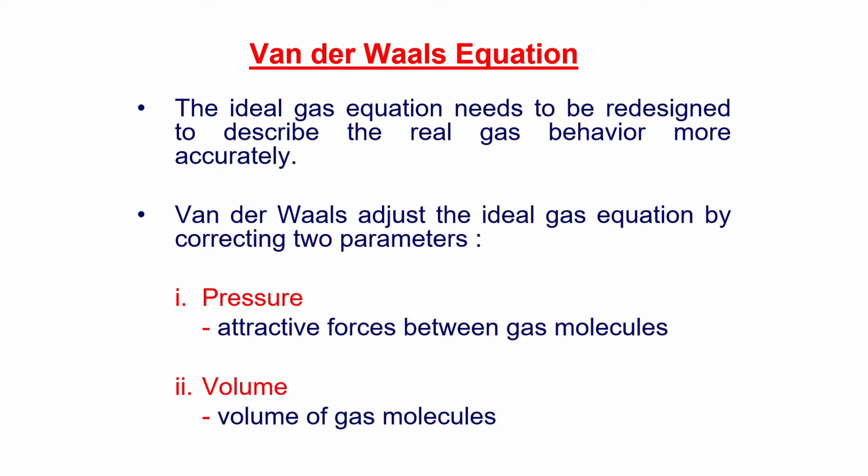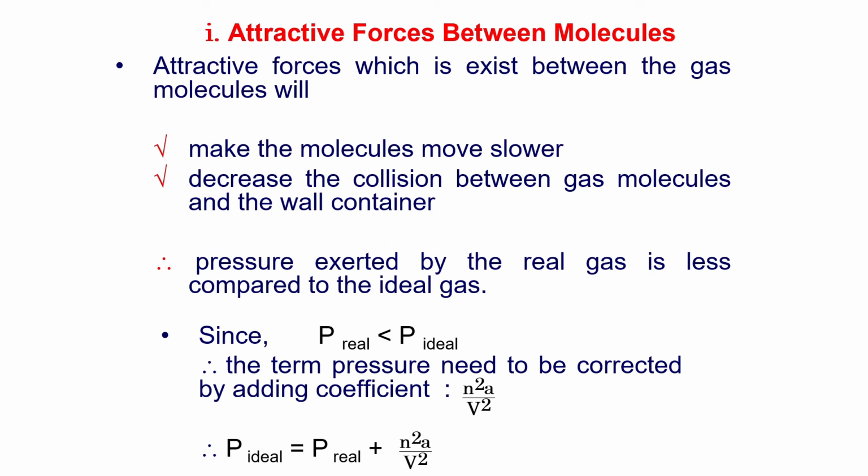Van der Waals just adjusts the ideal equation by correcting two parameters. Dia membetulkan dua parameter, iaitu parameter pressure, kita minus, and then volume minus nb. So number one, attractive forces between the gas molecules, and number two, the volume of the gas molecules. Attractive forces between the molecules, dia merupakan forces that exist between the gas molecules, will make the molecules move slower. Molekul-molekul gas ini dia akan bergerak dengan lebih perlahan and decrease the collision between the molecules and the wall of the container. Jadi, the pressure exerted by the real gas is less compared to the ideal gas.